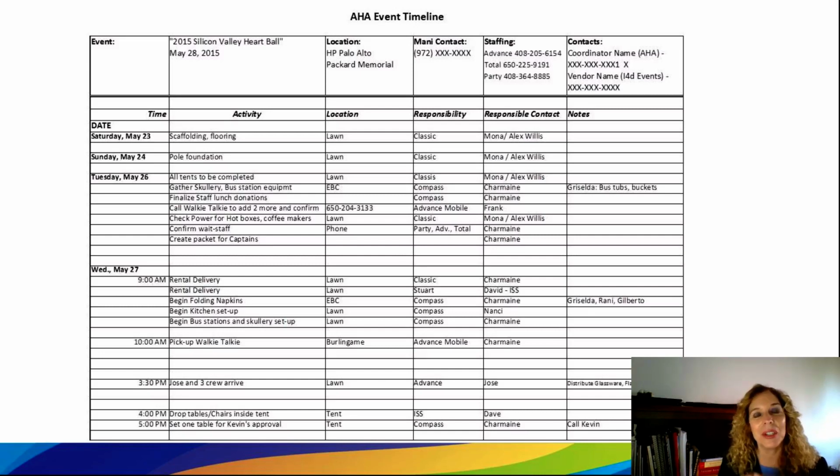You can see it has the date, the time, the activity, the location, and responsibility. This is the vendor, whoever's responsible for it, the contact from that vendor, and then notes. At the top, I have important contacts with their phone numbers, so they're right there ready for me in case I need to call somebody. So this is what an event timeline looks like. It's several pages, but I just put one because of the presentation.